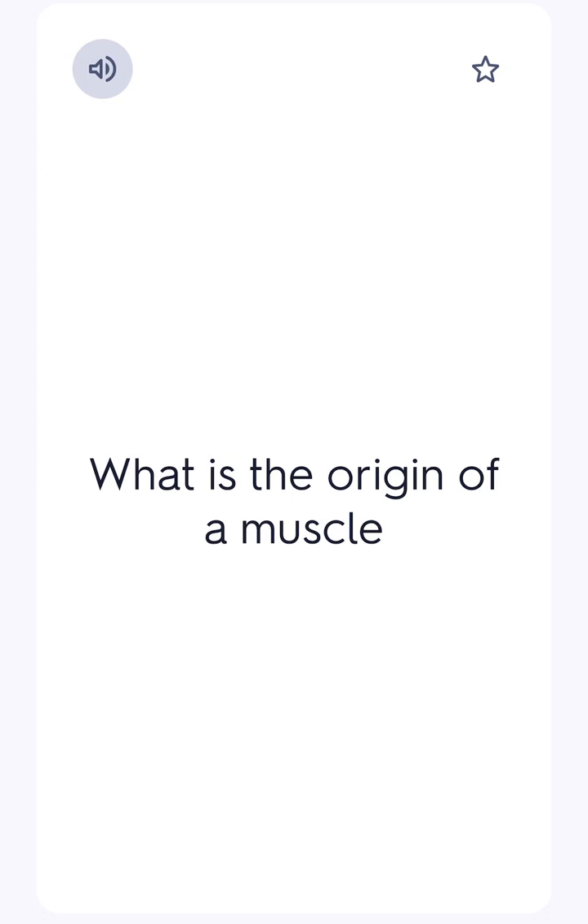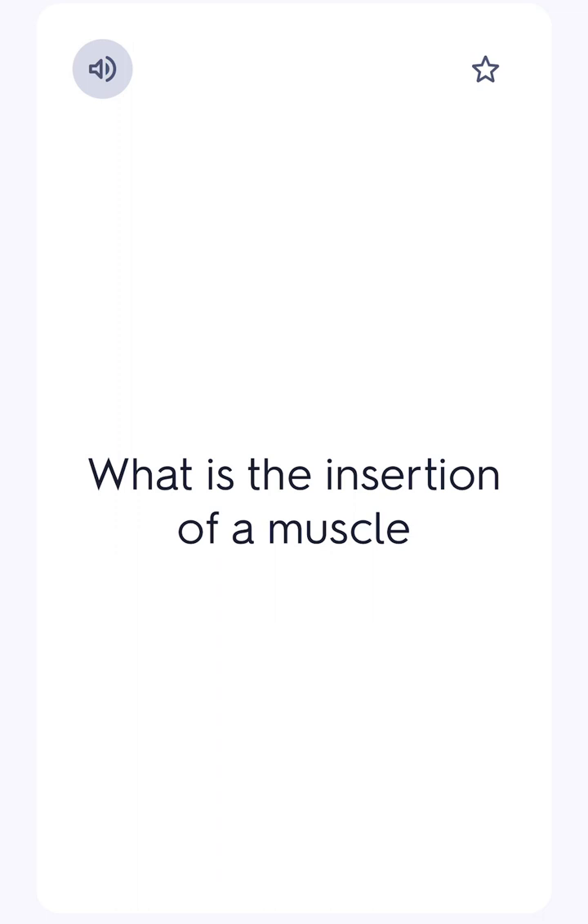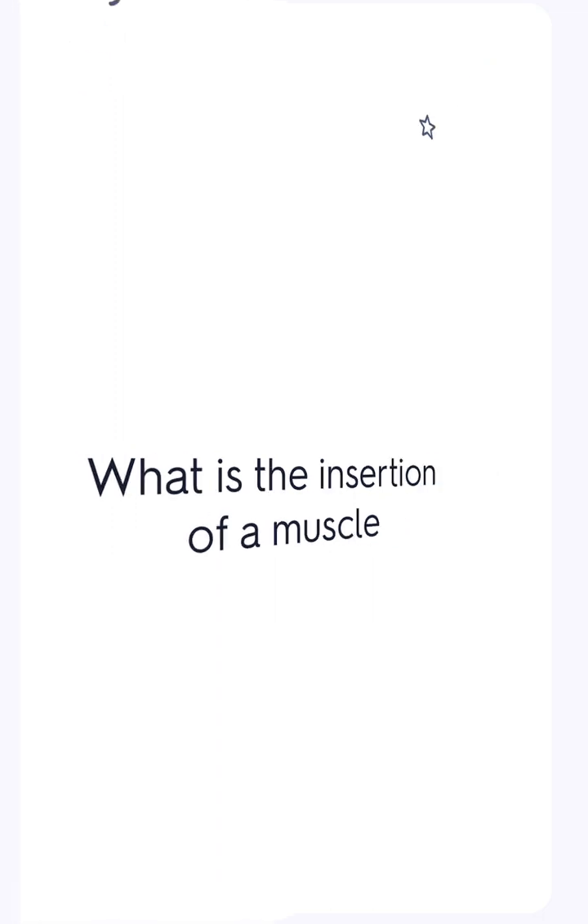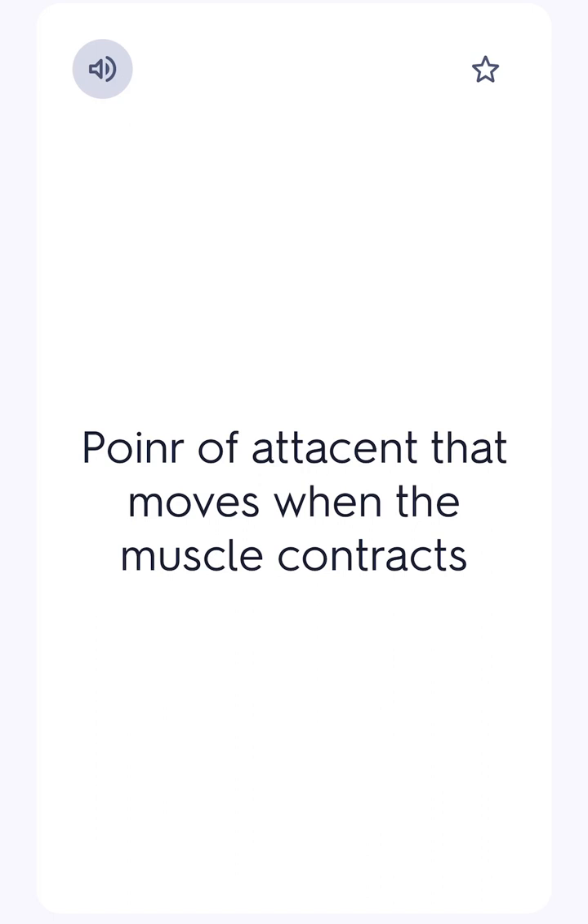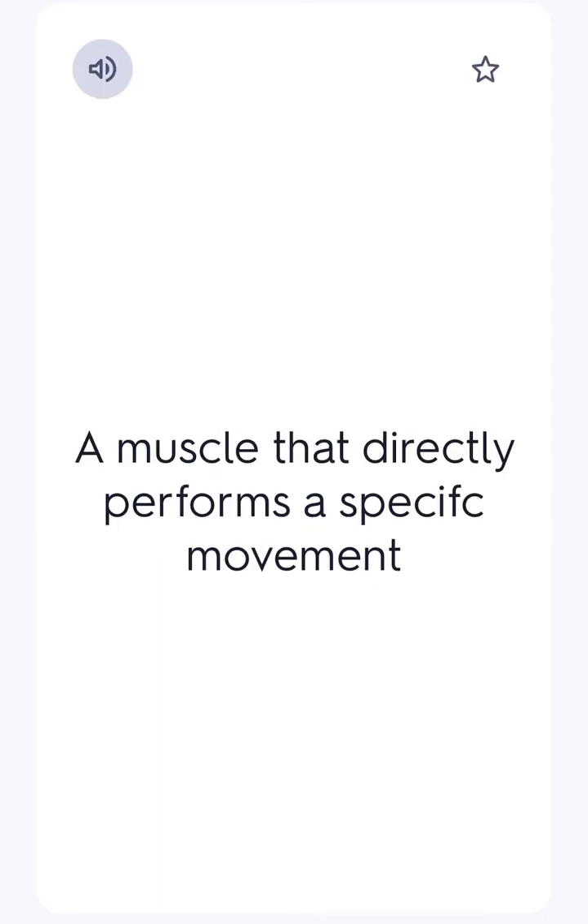What is the origin of a muscle? Point of attachment that does not move when the muscle contracts. What is the insertion of a muscle? Point of attachment that moves when the muscle contracts. What is a prime mover muscle? A muscle that directly performs a specific movement.